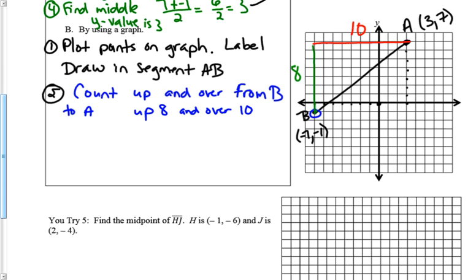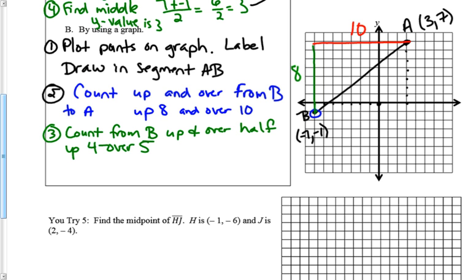So at this point, to find the midpoint, I want to do half. So I'm going to go from B again. And I want to go up and over half, which is going to be, in our case, up 4 and over 5. So starting at B, I'm going to go up 4 and over 5 and put a point right there. And that I'm going to label with an M.